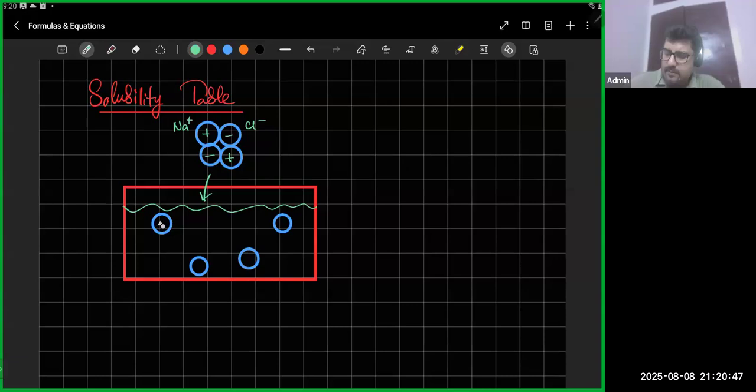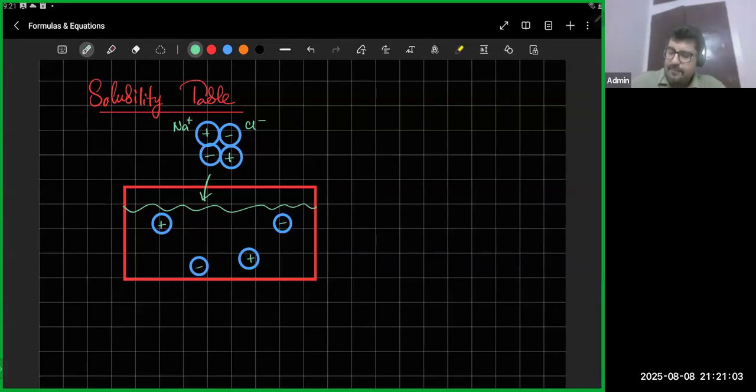So the positive ion is now very far from the negative ion, and the negative ions are very far away from the positive ions. And there are billions of water molecules in between. So it's very hard for them to form the crystal back again. So that's what happens. It dissociates.